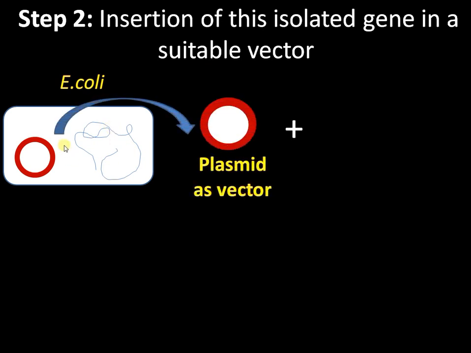A plasmid is extrachromosomal DNA that is present in bacteria. This is an E. coli bacterium. I have isolated a plasmid from the E. coli bacterium. This is a plasmid vector. So this is my gene of interest, that is the human insulin gene.